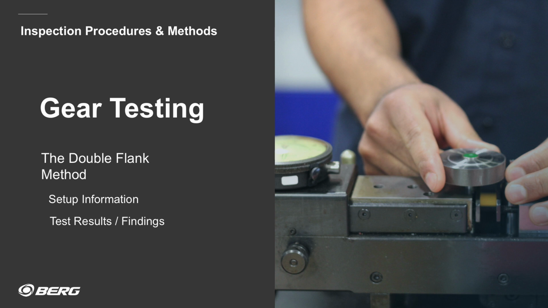One of the critical items to ensuring gear system performance is quality control throughout the gear making process. For the next couple of slides, we will discuss how Berg ensures the quality of the gears is maintained using the double flank test method, a process that has proven very reliable over the 50 years Berg has been manufacturing gears.